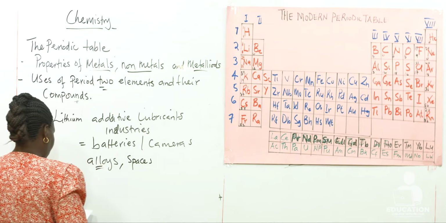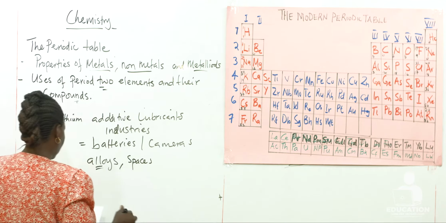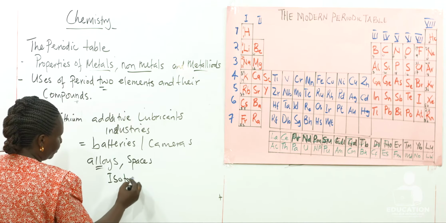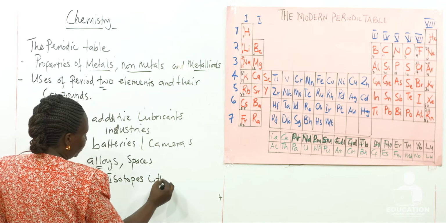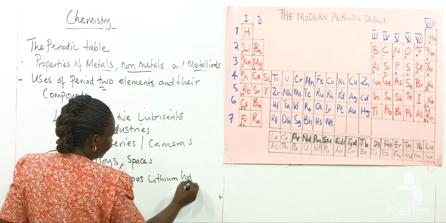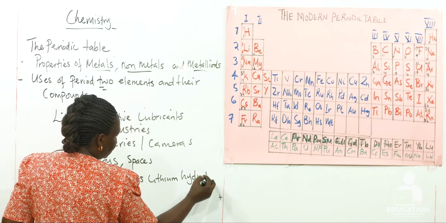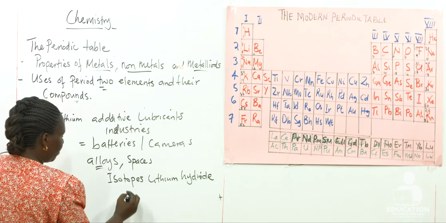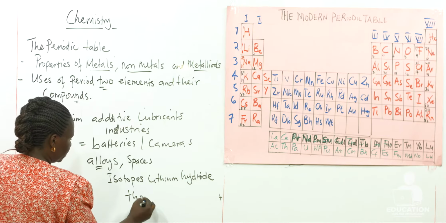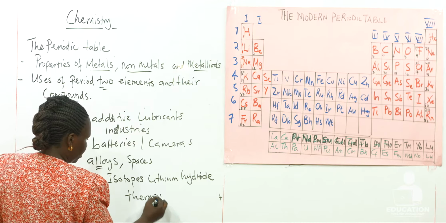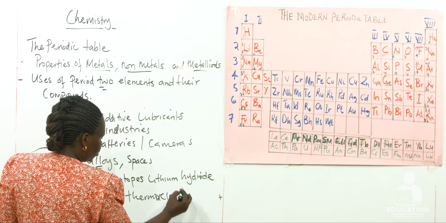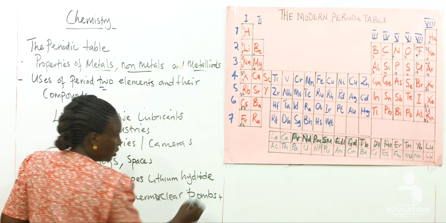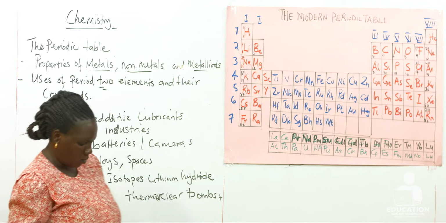Then we have isotopes of lithium hydride. Isotopes of lithium hydride are used in thermonuclear bombs.